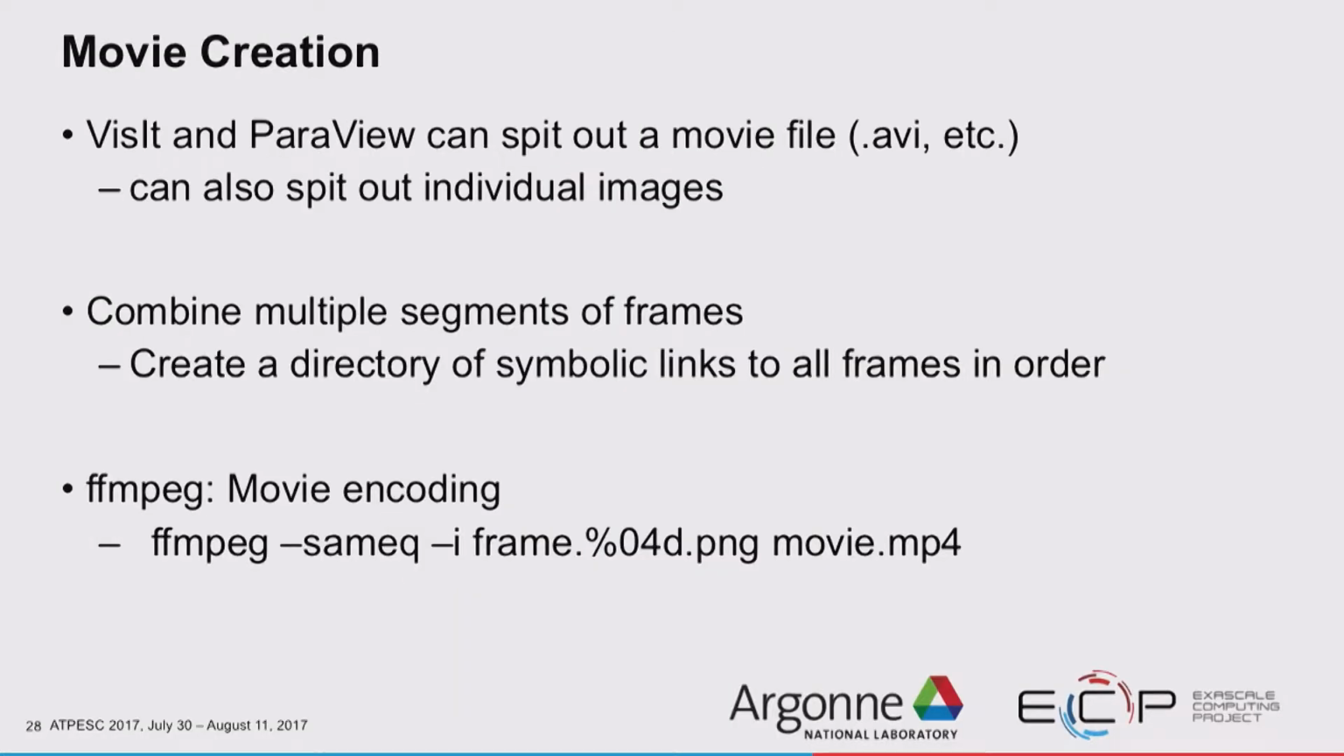As I mentioned, most of the tools enable you to spit out a movie as an AVI or some other encoded movie format. And that's great and easy for something quick. Again, I tend to, but you can also spit out individual images. And I tend to go that route because it gives me more control, right? So I can combine them into different segments and do different things with them later.